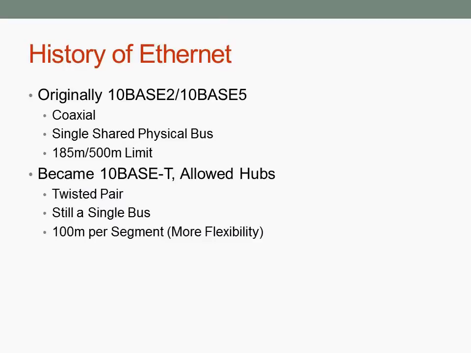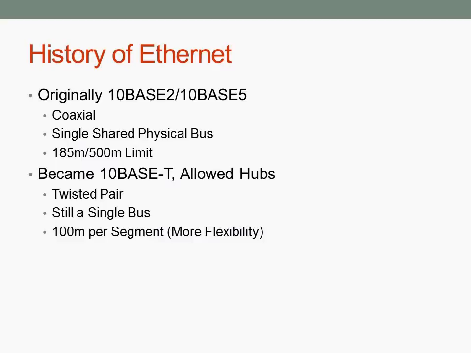Now, eventually, as technology developed, they started to implement 10BaseT. 10BaseT used twisted pair cables instead of a single shared coaxial bus. They still, however, by using hubs, formed a single physical bus in terms of the actual wiring. I'll have a diagram for that on the next slide, so hopefully you can get an idea of what's going on. Now, Ethernet lowered the limit from 185 to 100 meters.